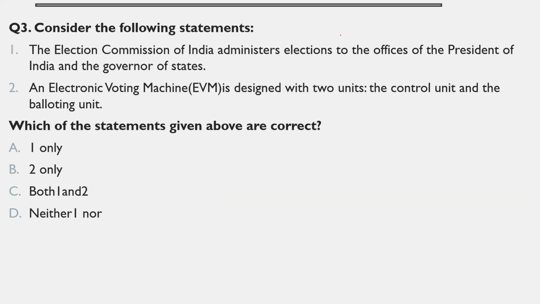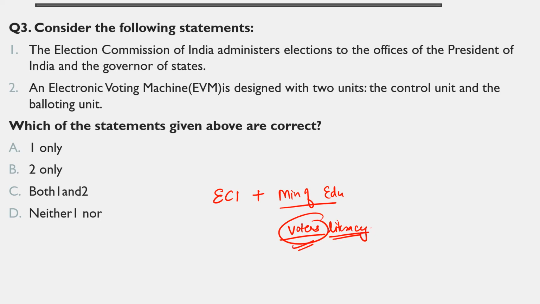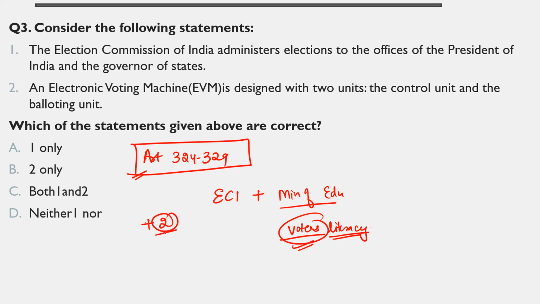So the third question is about the Election Commission, because recently the Election Commission is participating with the Ministry of Education to promote voters' literacy. You should know about voters' literacy here. So the Election Commission of India was again in the news. The Election Commission of India is a constitutional permanent body under Article 324 to Article 329. It consists of one Chief Election Commissioner plus two other commissioners.